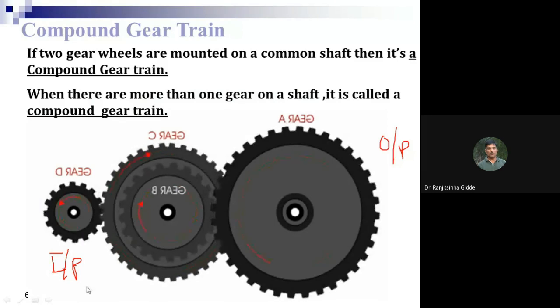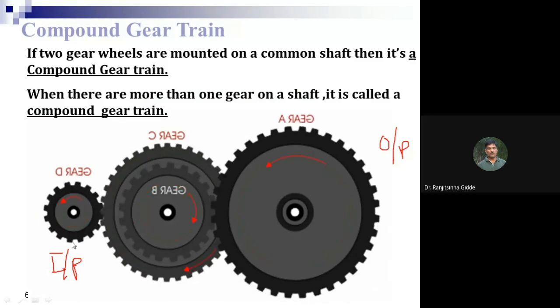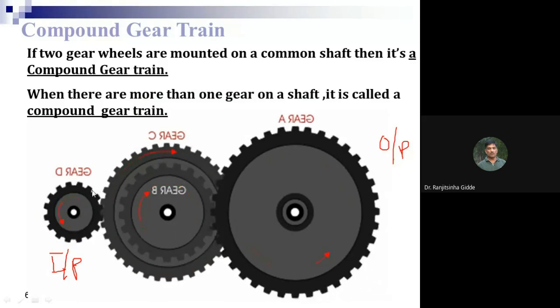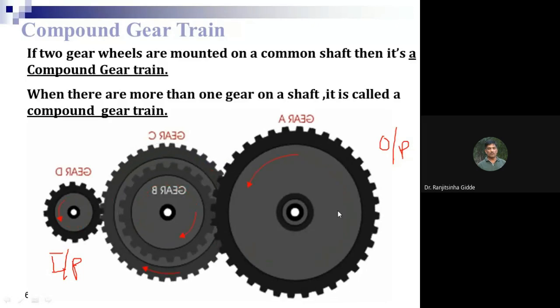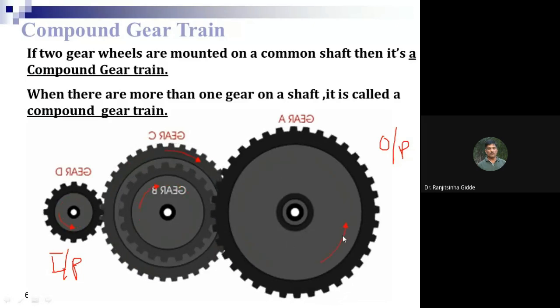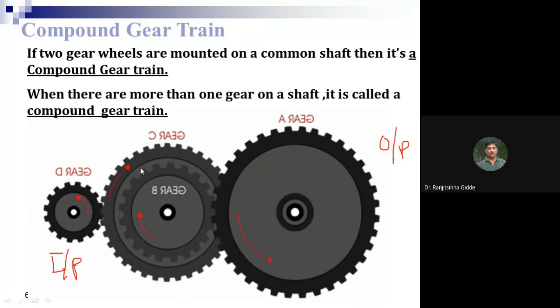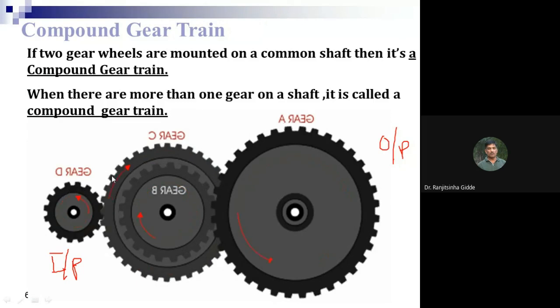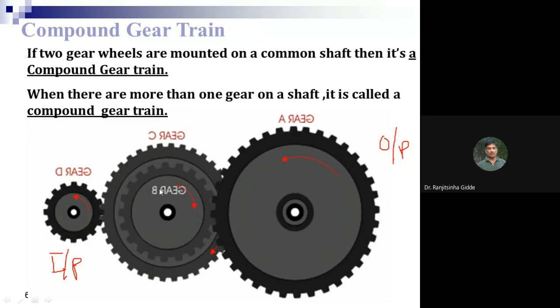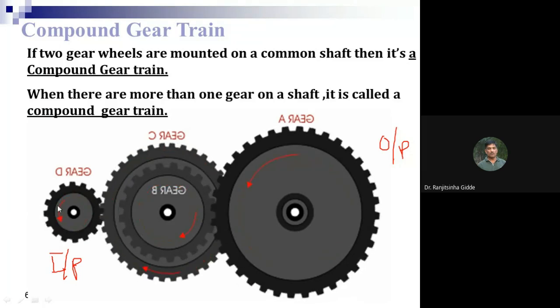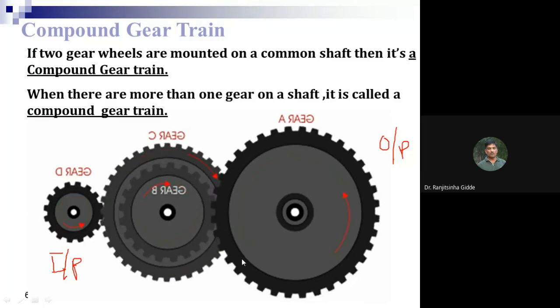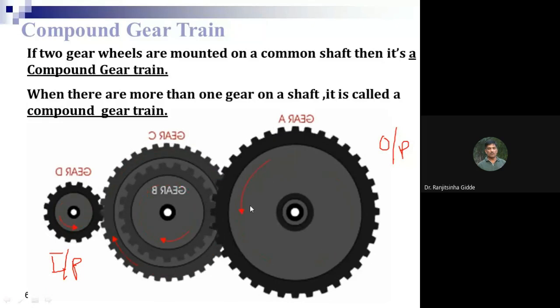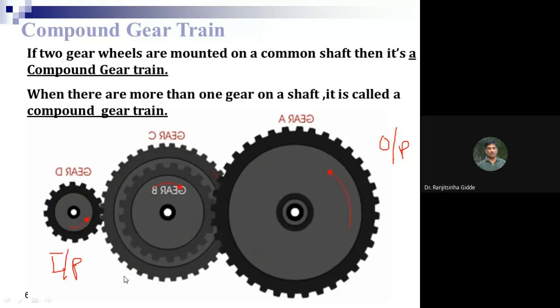Okay. See, the input gear is rotating with more rotations, and at the same time the output has fewer rotations. Compound gear train. So D is in mesh with C, B is in mesh with this A. What happens is that we have decreased the higher speed here. So it can be used as a speed decreaser.